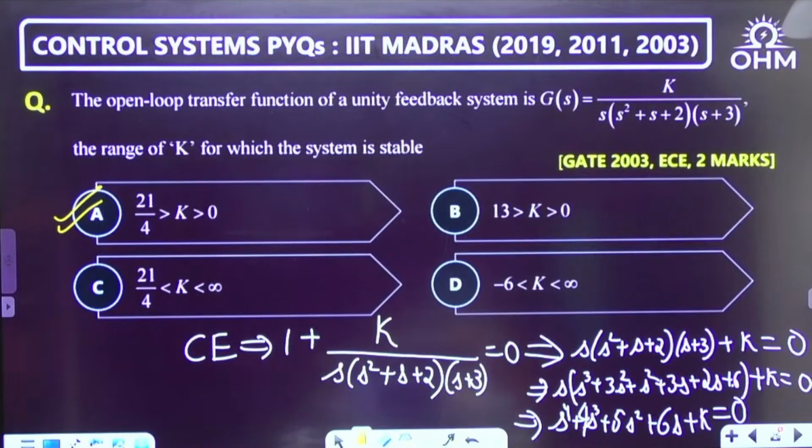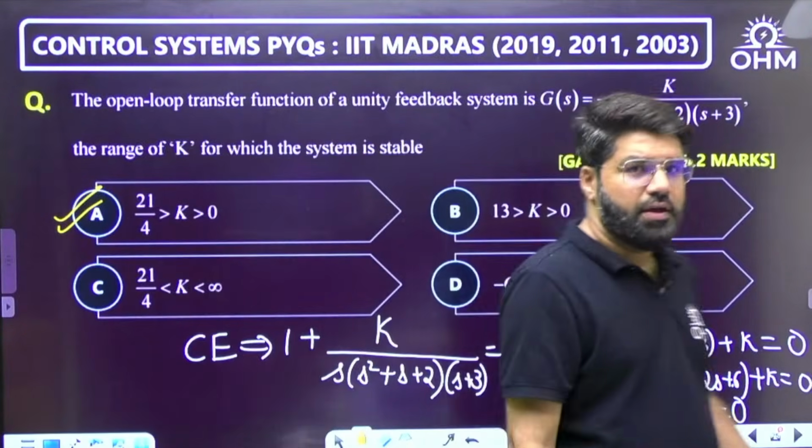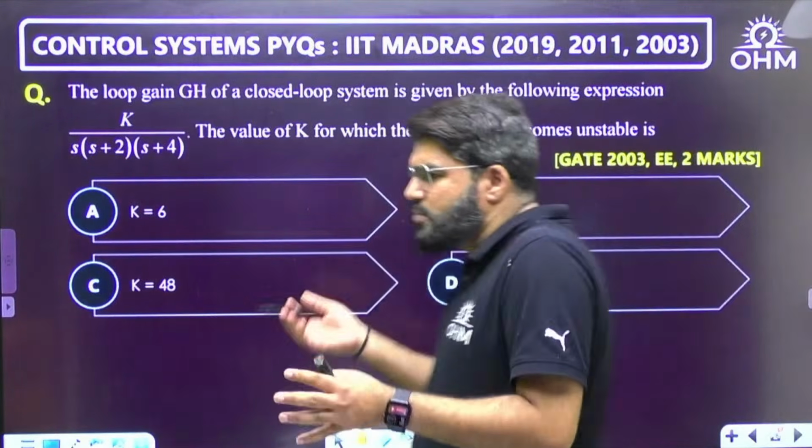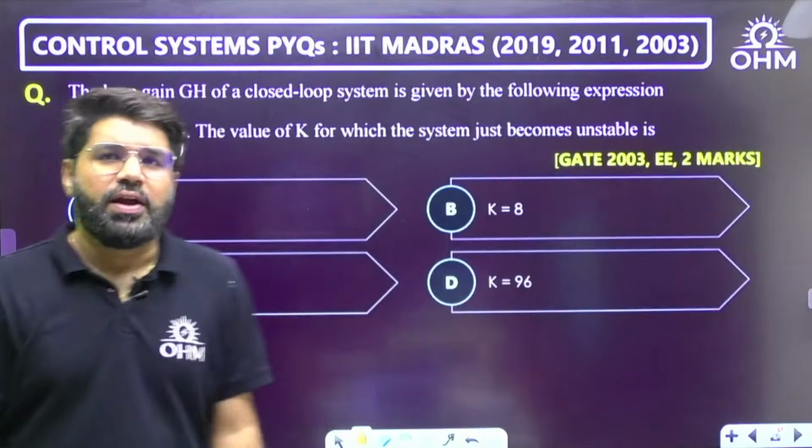Let's move forward to the next question then. What is there in the next question? Again on stability, the loop gain GH of a closed loop system is given by K upon S, S plus 2, S plus 4. What is the value of K for which the system just becomes unstable? Boundary.